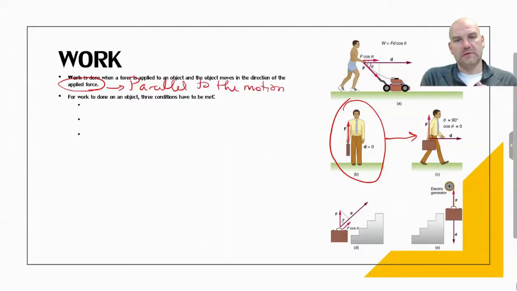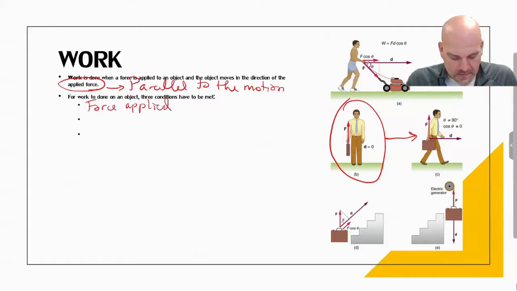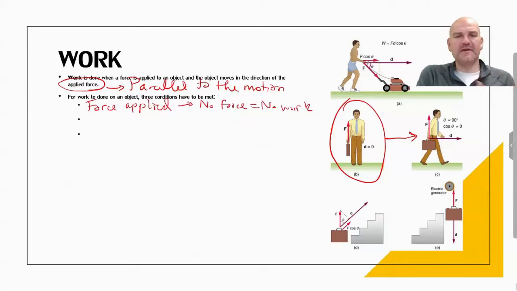Now, for work really to be done, you have to look at it in three ways. So you have to have three conditions met. The first one, there has to be a force applied. No force equals no work. And why? Because that means there's no change in motion of the object.